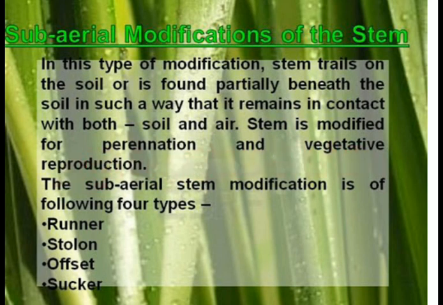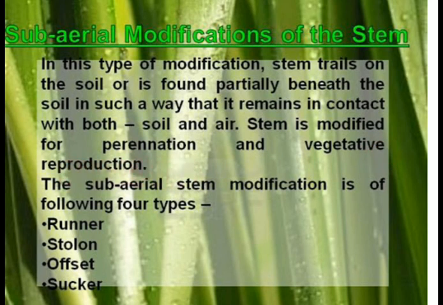As we have seen, the stem in the potato tuber, an underground stem, is modified for the storage of food, and also functions for perennation and reproduction. In the same way, the subaerial modifications of the stem perform the function of perennation and vegetative reproduction. Let's see how it does.